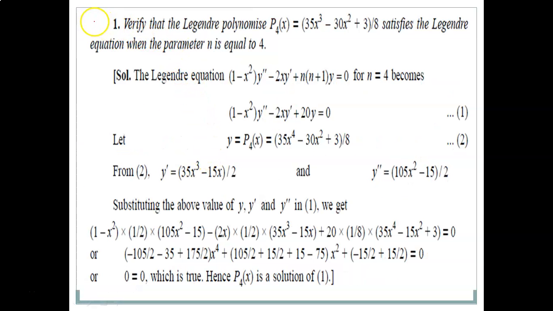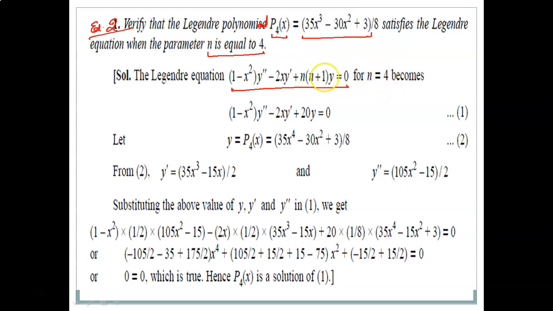Now here I say that this is example 2, a simple example. Verify that the Legendre polynomial P4(x) satisfies the Legendre equation when the parameter n is equal to 4. You can find the value of P4(x) from the relation given earlier. You know that the Legendre differential equation is this, and we are using the parameter n equal to 4.